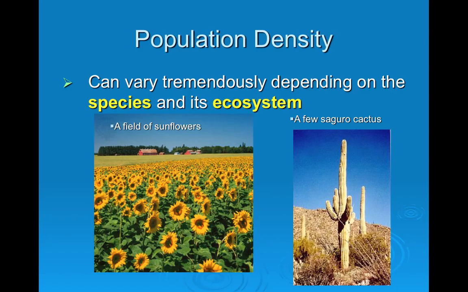And the population density can vary tremendously depending on the species and ecosystem. On the left-hand side, we have a very high population of those sunflowers right there. There's many. However, on the right-hand side, in the desert, the saguaro cactus has a very low population density. There's very few individuals per square mile, square kilometer, square meter, whatever unit you want to use. But they have a very low population density.